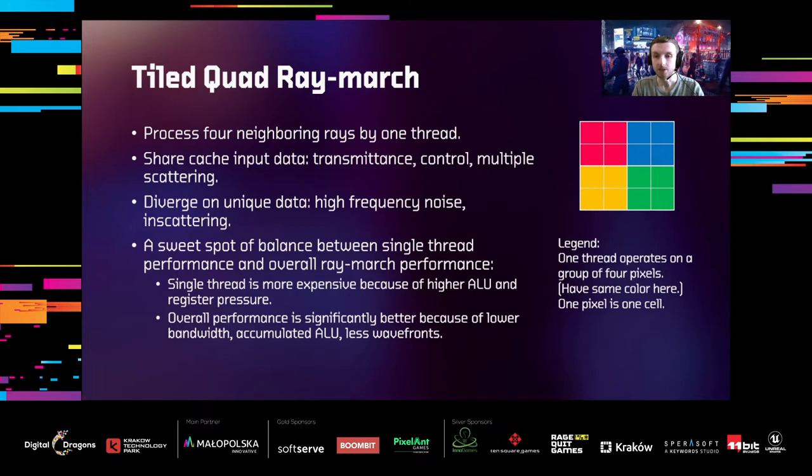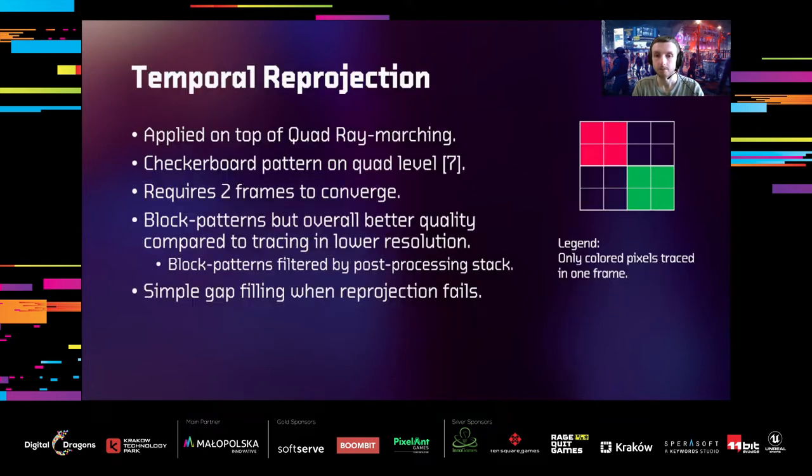This optimization is not intuitive at first glance. It causes an increase in used registers and ALU operations by a single thread, but because in the end we have 4 times fewer threads to run, it results in much less bandwidth pressure and ALU pressure overall. Tiled quad ray march optimization helped us to save about 27% of the total ray march cost.